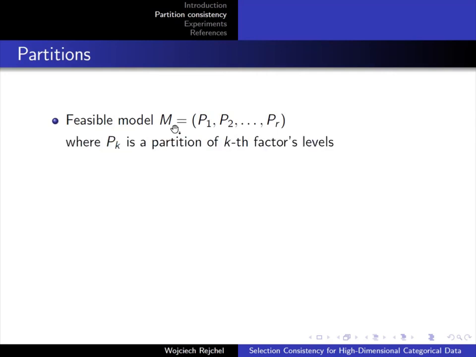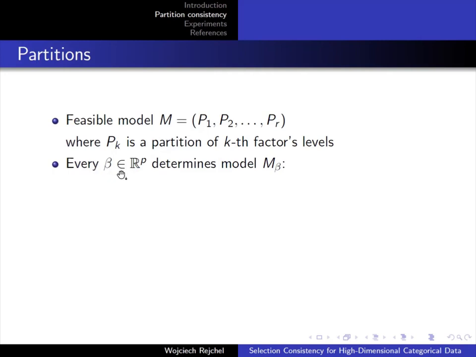A model is a sequence of partitions. You have R factors, and the model looks like a sequence of partitions. I'm not sure if you are familiar with the word partition. If you have a partition of a set, it means that you can divide the elements of this set into some parts in such a way that every part is non-empty, they are disjoint, and if you take their union, then you get the whole set. I think that more or less it is clear. Okay, so this is the model.